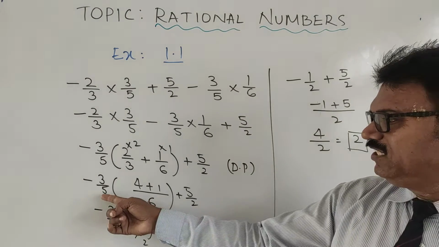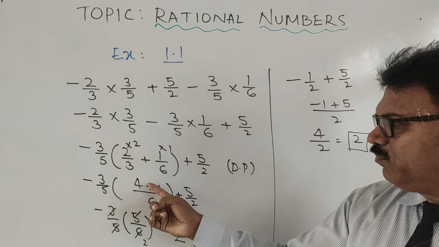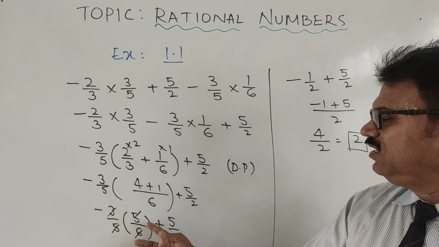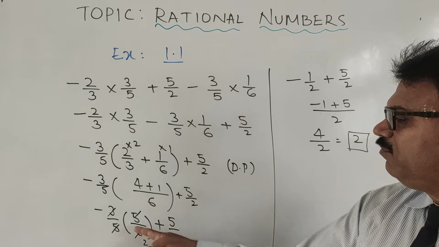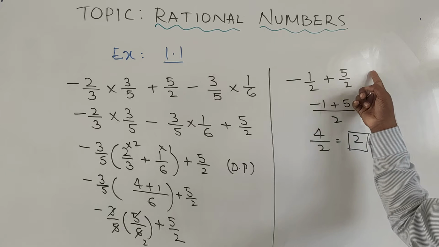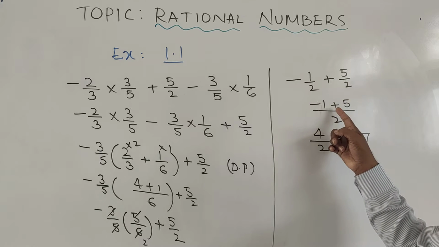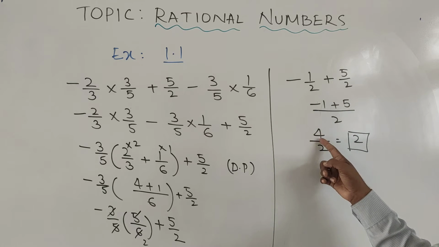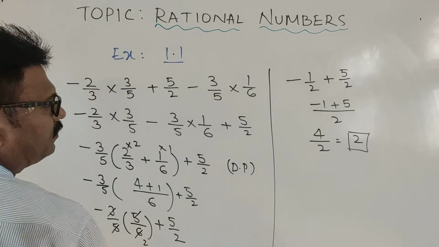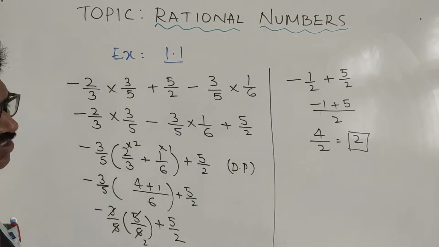Now see, minus 3 by 5 I have taken, 4 plus 1 divided by 6, plus 5 by 2. Therefore cancel, 5 by 2, minus half only. It will be minus half plus 5 by 2, therefore minus 1 plus 5, 5 minus 1 is 4 by 2. Therefore the answer is 2. Please take it down. I will give 1 minute. Please take it fast.